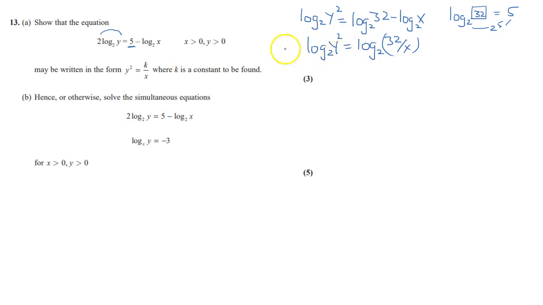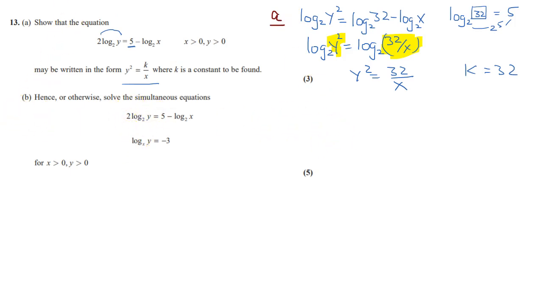Now take antilog. So it will be y square is equal to 32 over x. y square is equal to k over x, so k is here 32. So that was part A.